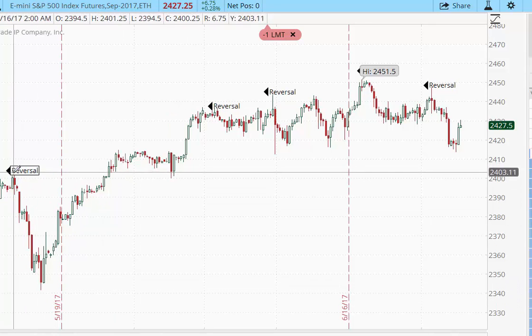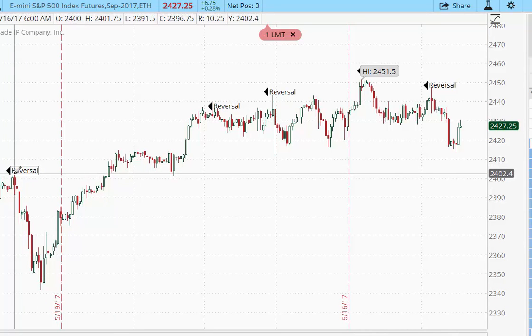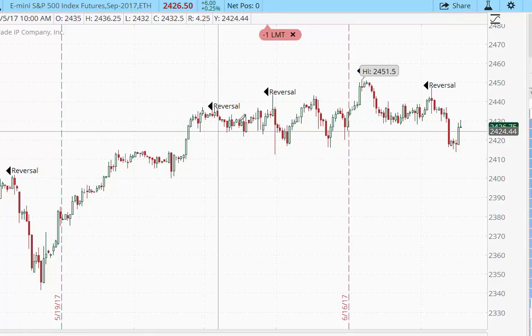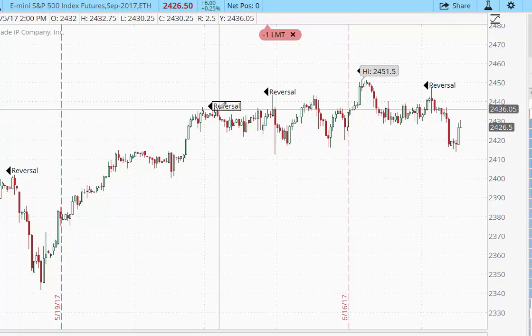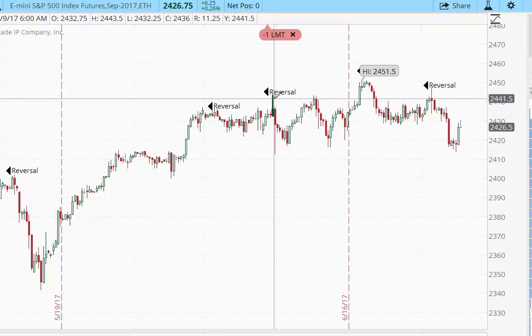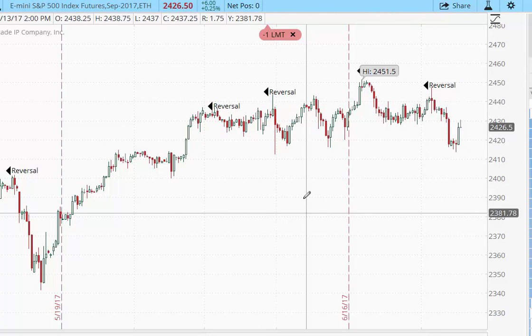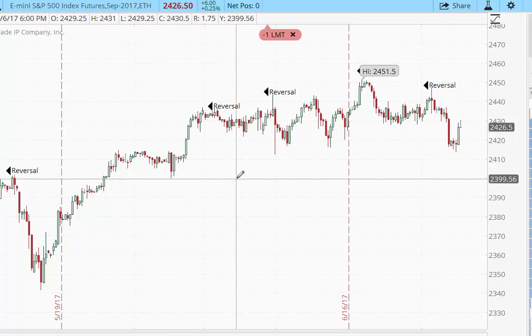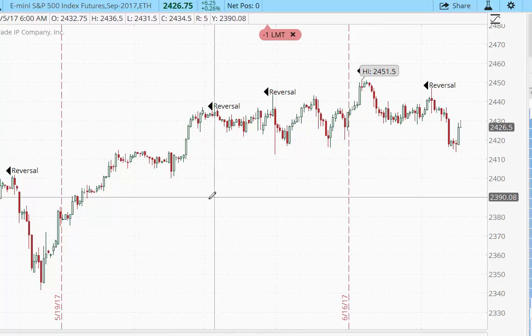And notice that these reversals took place at a morning hour, somewhere around 6 o'clock or 6:30, and maybe a little later in some cases. Let's take a look. Here we go, 6 a.m. and here's another one, 6 a.m. So we're looking for reversals that are taking place early in the morning.